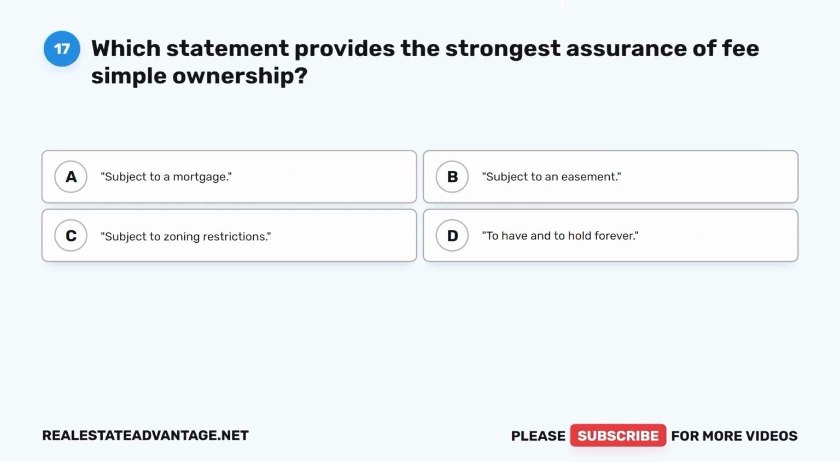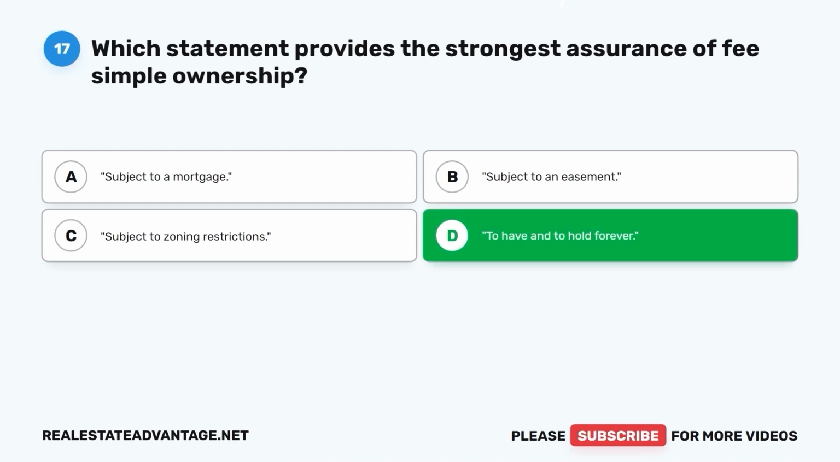Question 17. Which statement provides the strongest assurance of fee simple ownership? A. Subject to a mortgage. B. Subject to an easement. C. Subject to zoning restrictions. D. To have and to hold forever. The correct answer is D.